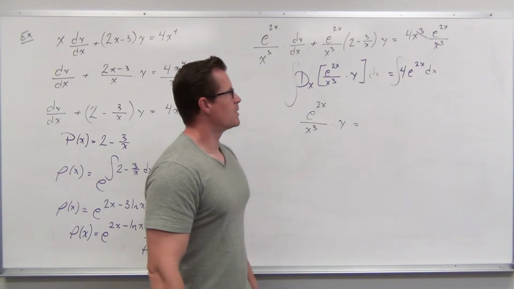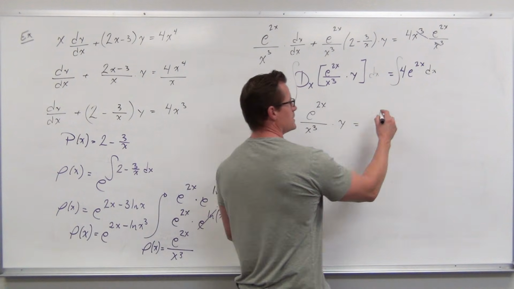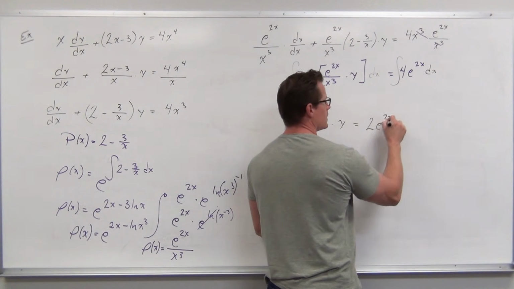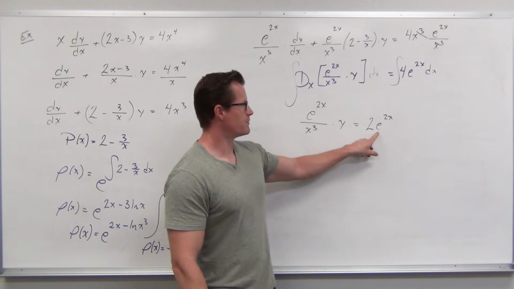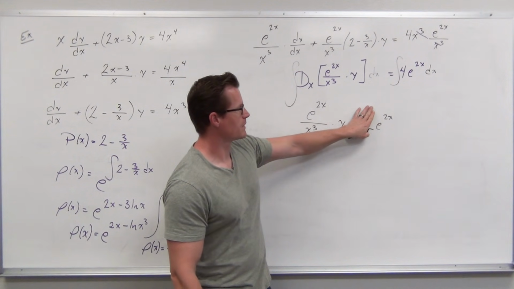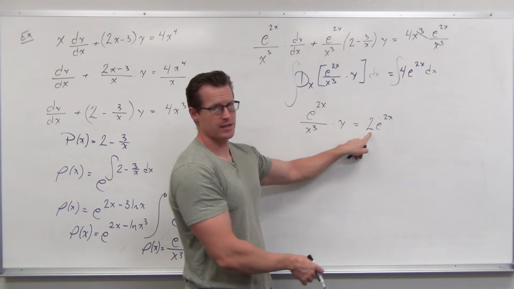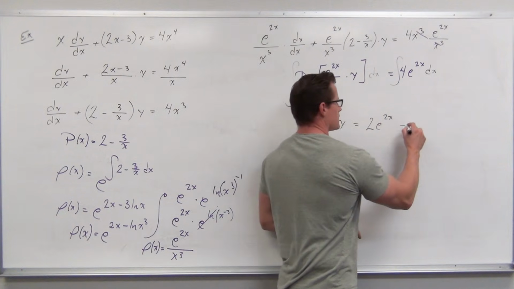equals, use a u sub if you like. This is going to be 2e to the 2x. And we know that because when you take a derivative of this, we would get back the exponential times 2 on that 2. So that would give us that 4 plus c.